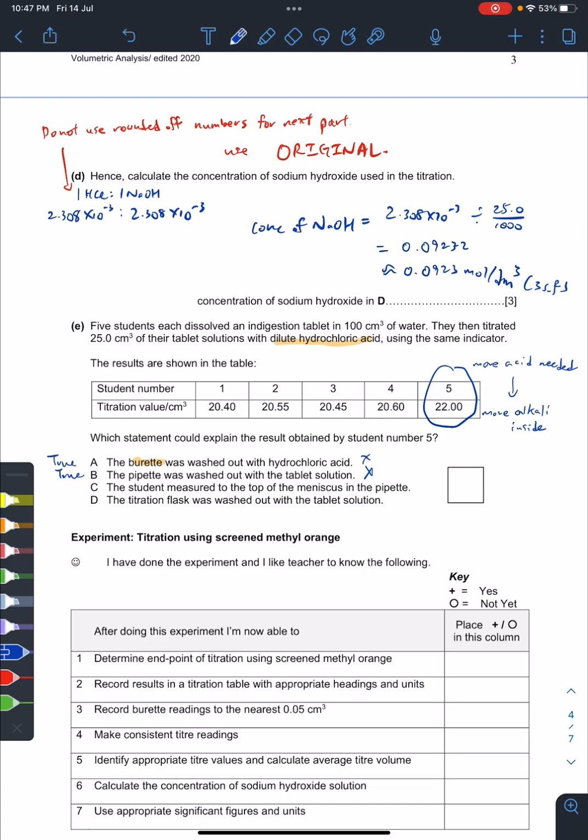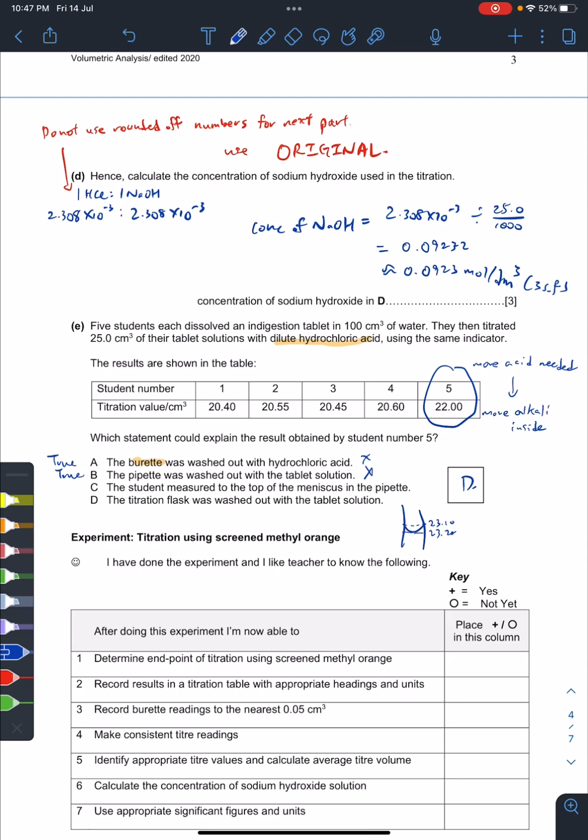The student measure. Okay, honestly, remember your meniscus thing? So the difference is, let's say this is 23.10. This is usually 23.20. So actually the difference is not that significant. So actually D is the better answer.